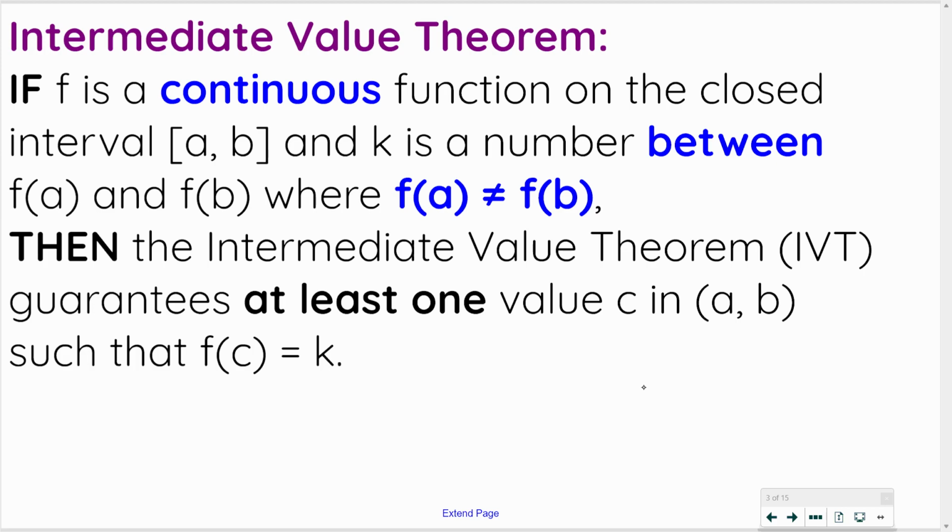So if f is a continuous function, again on a closed interval [a, b], those are your x values, and k is a number between f(a) and f(b), it means that k is a y value. Now those endpoints can't be equal. If those conditions are met, then the intermediate value theorem guarantees at least one value of c, and that's an x value, in the open interval (a, b) such that f(c) equals k. Well, what does that mean?